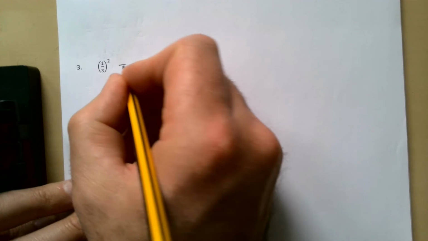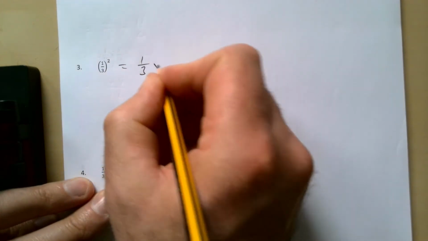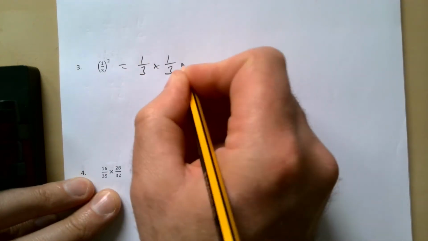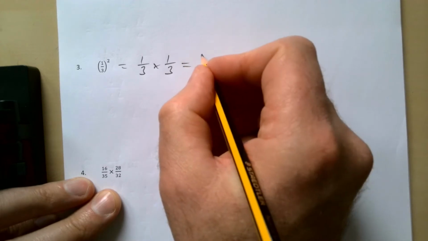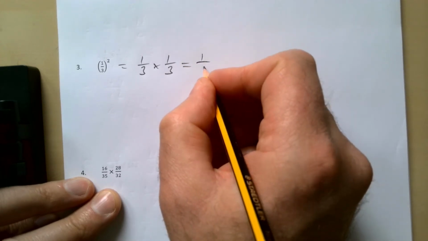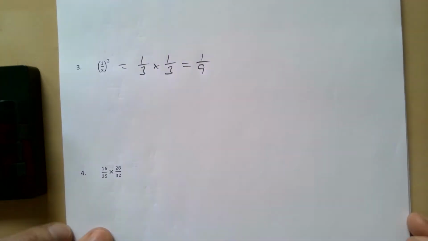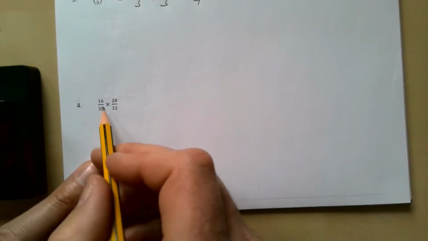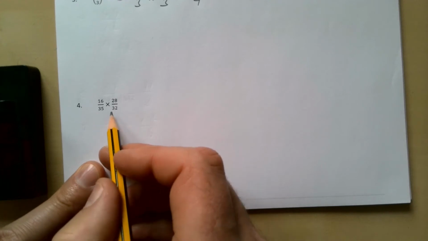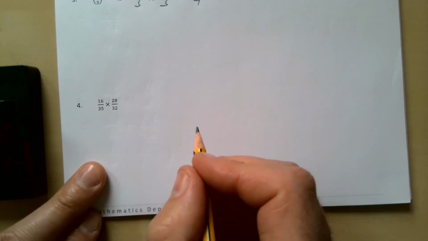A third squared is of course the same as a third times a third. And top times top, 1 times 1 gives me 1, 3 times 3 gives me 9. This is where things start to cancel down. So of course we can do 16 times 28 and 35 times 32. As you can imagine, it's quite tough to work those out.